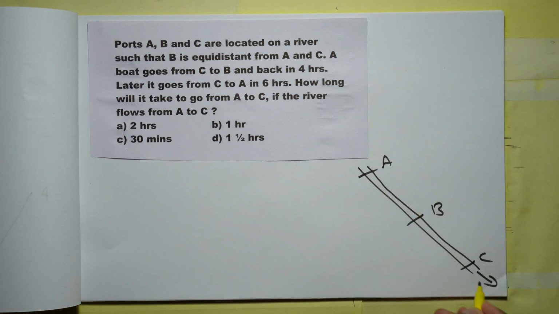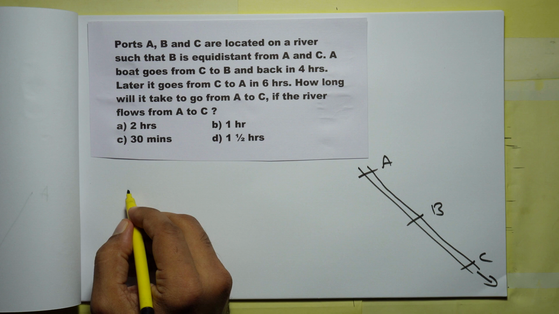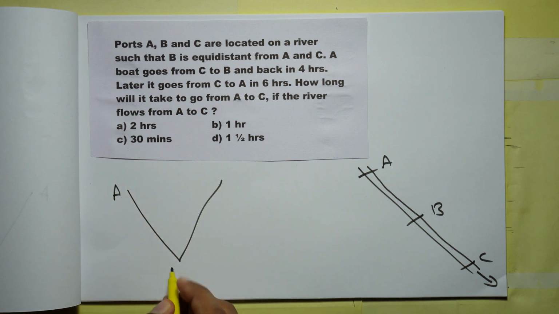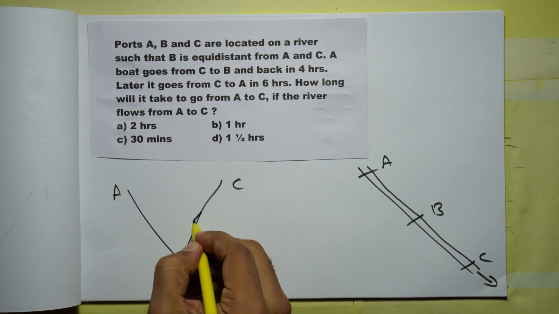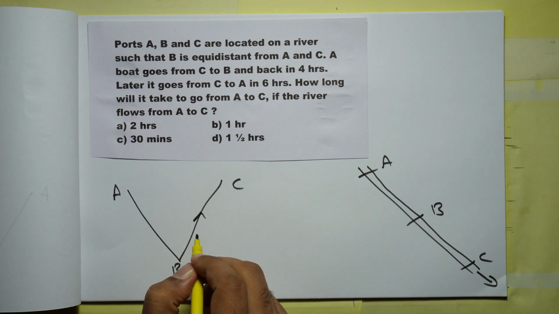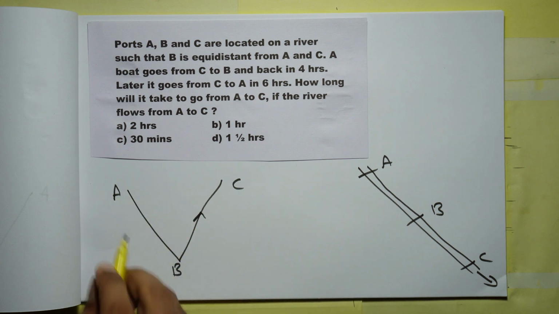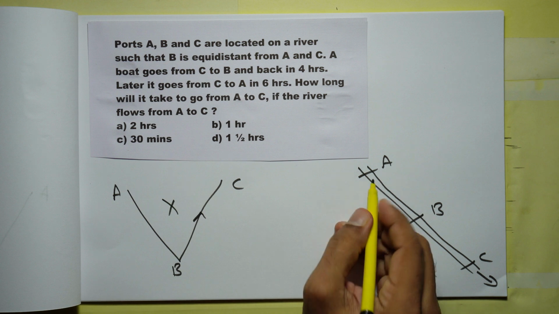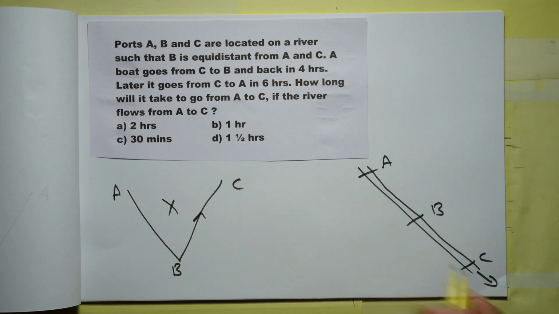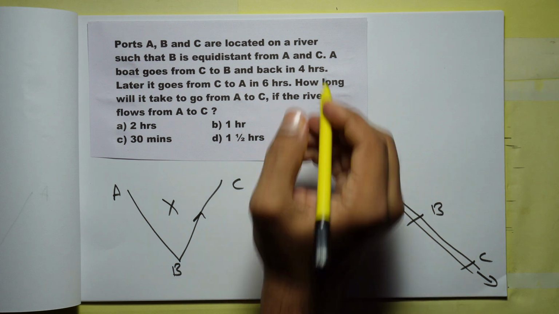And as you know, the river always flows down. Now we cannot draw the river like this, because in this case you can see that the river is going up. That is not possible. River always flows down, so it cannot be drawn like this. It can only be drawn like this. Now we'll mark all the time taken on the river and directly we'll get the answer.